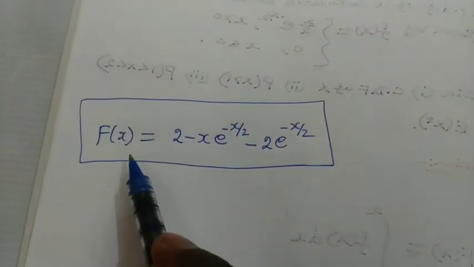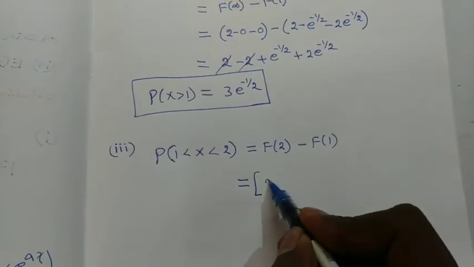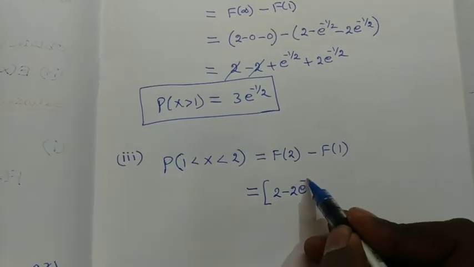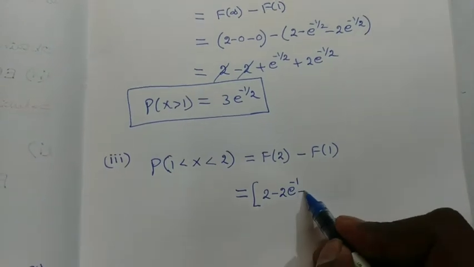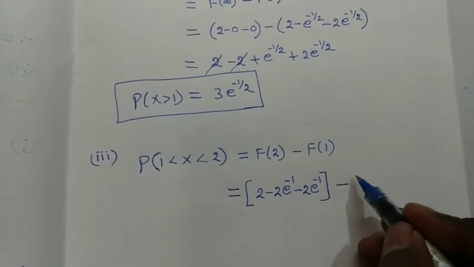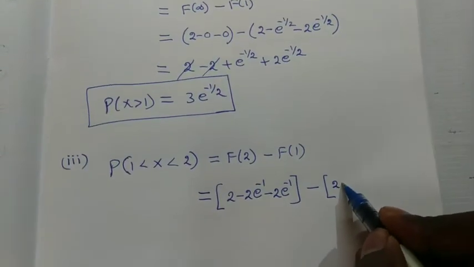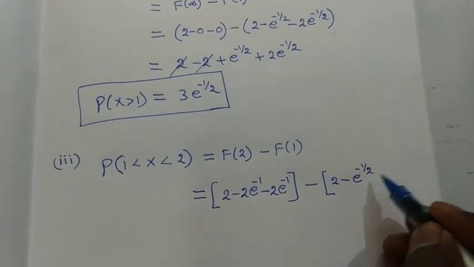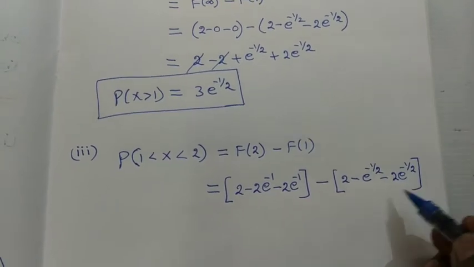Okay, so what is F of x? This is F of x. Here I am going to put x equal to 2. So 2 minus 2 into e power minus 1, because 2 by 2 is 1, so 1 minus 2 into e power minus 1. Minus F of 1: put x equal to 1 here. So 2 minus e power minus 1 by 2 minus 2 e power minus 1 by 2. So this is F of 1.